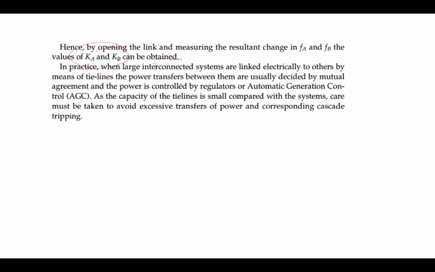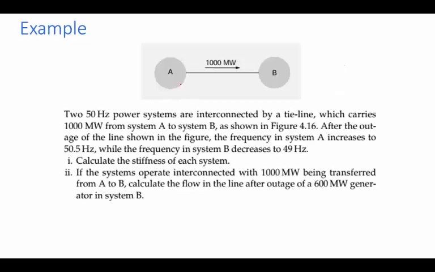So in order to make sure that you all understand, let's take a look at the example. Okay, so we have two systems, system A and system B. The frequency is 50 Hz power system connected by a tie line, which carries 1000 megawatts from A to B, as shown in this figure. After an outage of the line shown in the figure, the frequency in A increased to 50.5, while system B decreased to 49. So calculate the stiffness of each system.